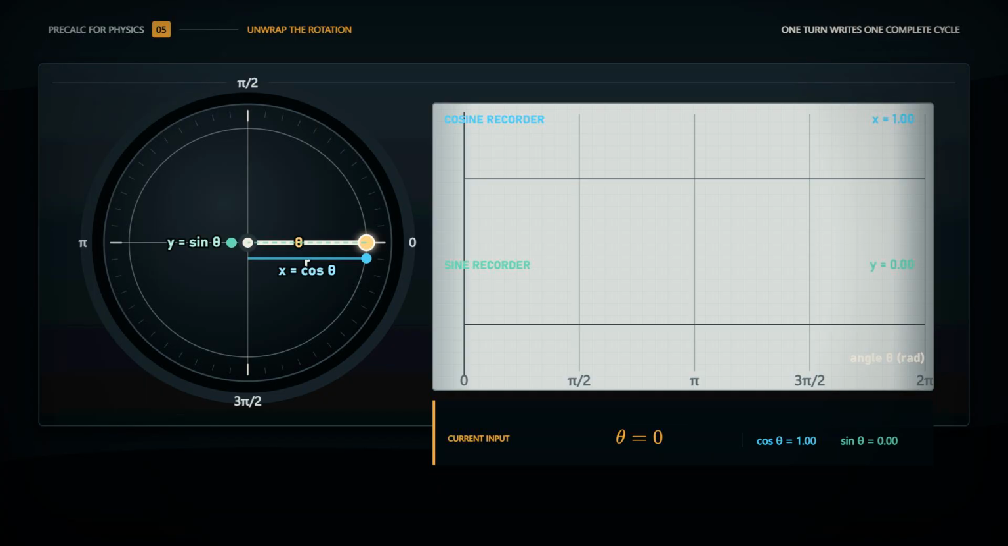Start at theta equals 0. The point sits at the rightmost edge. The horizontal projection is 1, so the cosine pen begins at 1. The vertical projection is 0, so the sine pen begins on the center line.